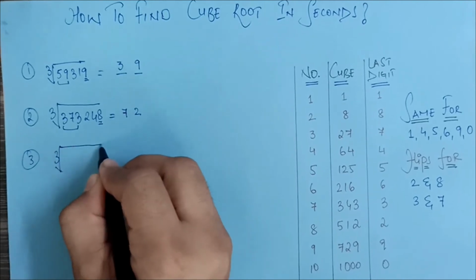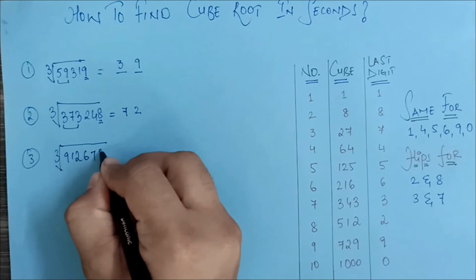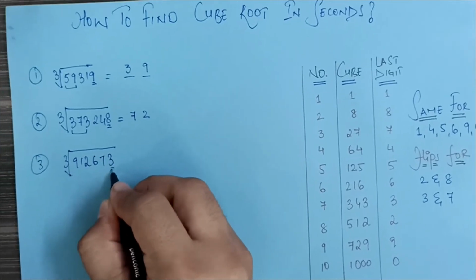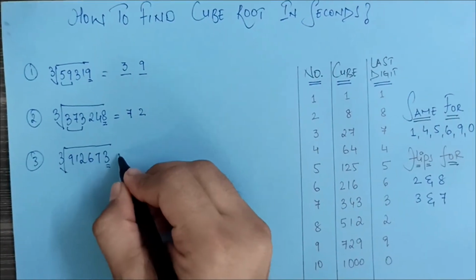Let's take the third example. Let's try to find the cube root of 9,12,673. Over here, as you can see that the number ends with 3. Hence, the unit digit of its cube will be 7.